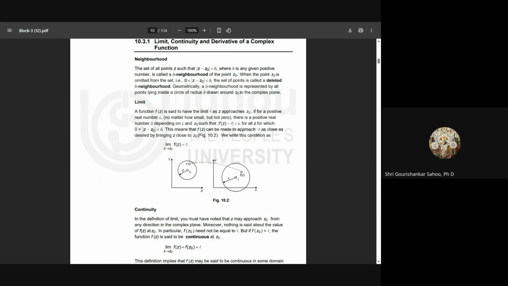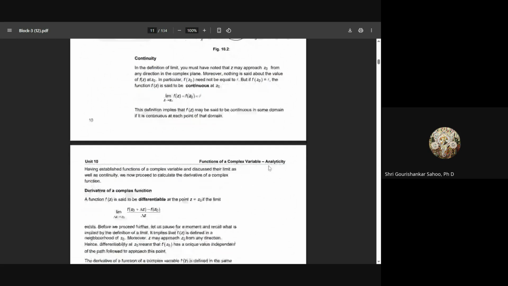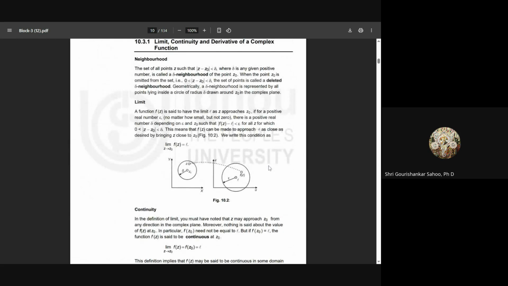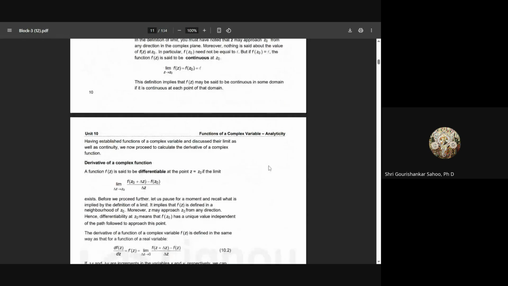Then limit, continuity, derivative of a complex function. You know it, limit z tends to z0, f of z is equal to L, which is evident from the figure. Similarly, a function f(z) is said to have the limit L as z approaches z0, and this can be shown pictorially in the figure.